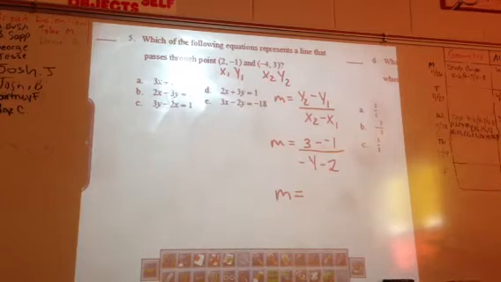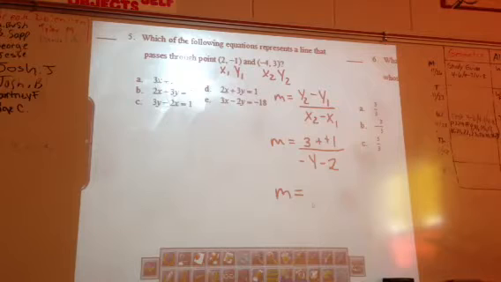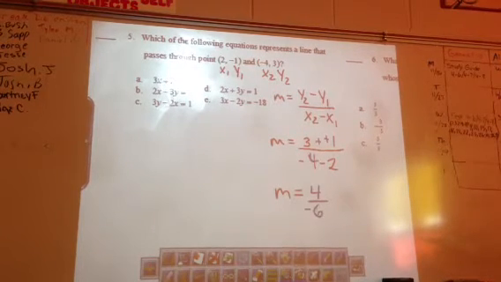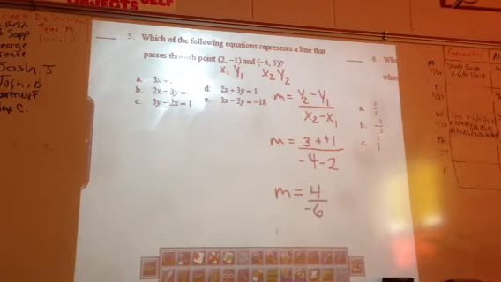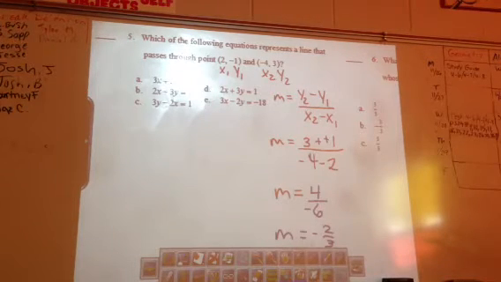Three minus a -1 is the same as 3 plus 1. So 3 plus 1, that's 4. Then -4 minus 2, or plus a -2 if you want to write it that way, is -6. 4 over -6 reduces to -2/3. So we have our slope.